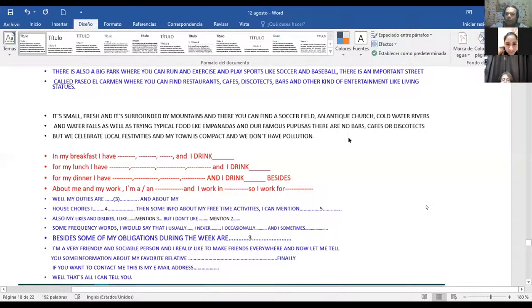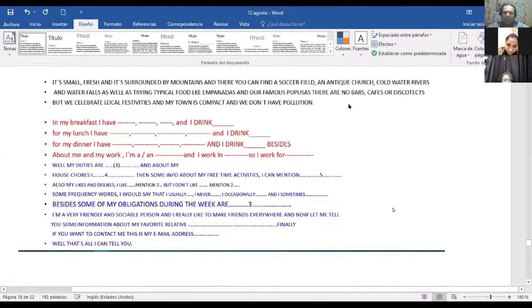About me and my work. I'm a secretary. I work in school. Wait, I am work. Está diciendo yo soy trabajo. I work. Ahí no está el I am. I work in school, so I work for Salarjo School. Perfect. And Elizabeth, continue.